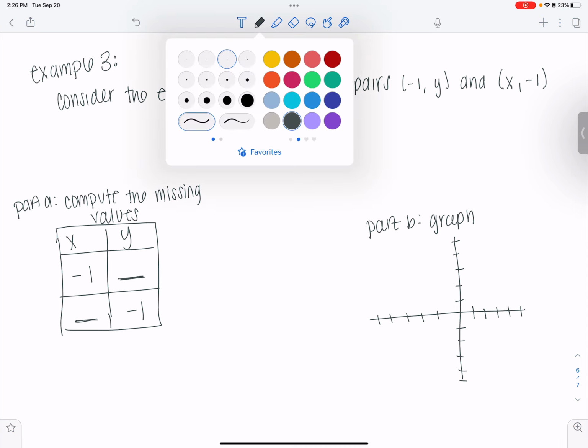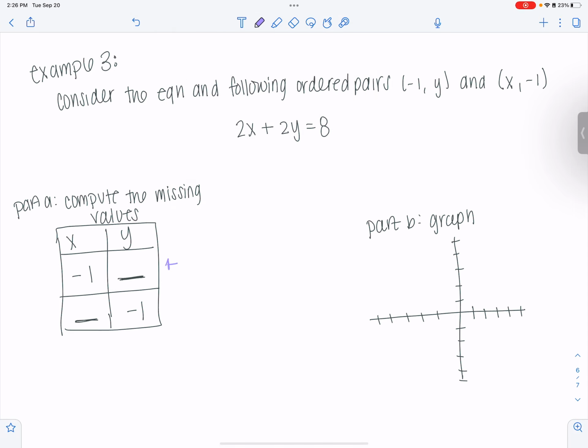And then you're going to physically type those values in to this chart. And so what this chart says is that x equals -1, y is what you're looking for. And that's what that ordered pair says. X equals -1, y is unknown. And so what I'm going to do is plug in x equals -1 and then solve for the missing variable, in this case, y. So I've got this equation, 2x plus 2y equals 8.